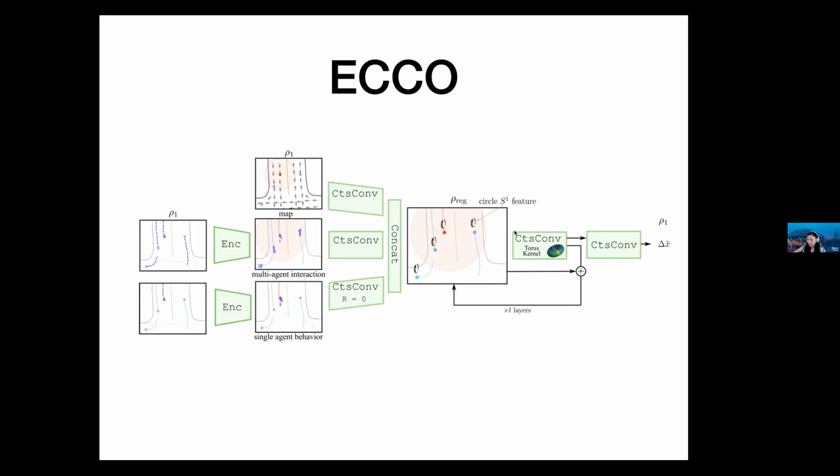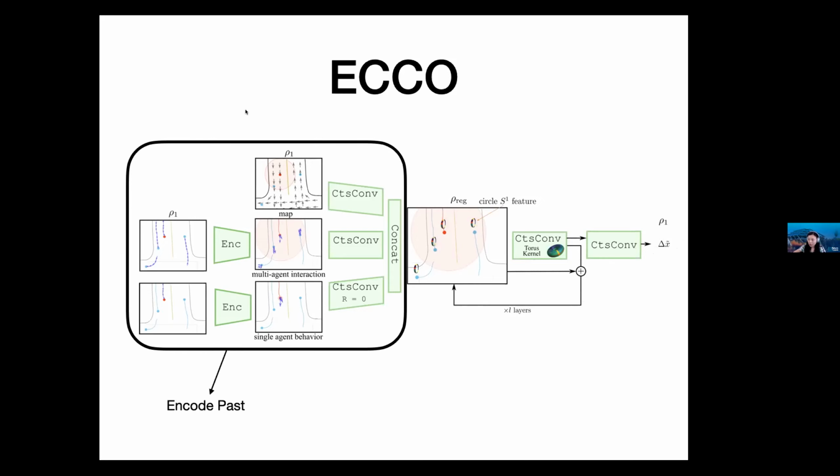And we repeat the process for several layers. So this is the deep neural network with several layers of continuous convolution. In general, this part of the input encodes the past trajectories of cars. We encode map information, multi-agent information, and single agent behavior with three separate continuous convolutional layers.